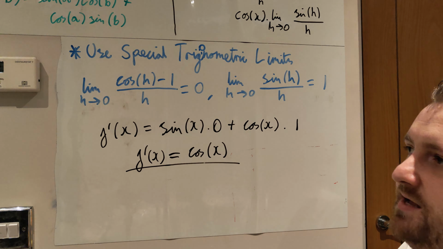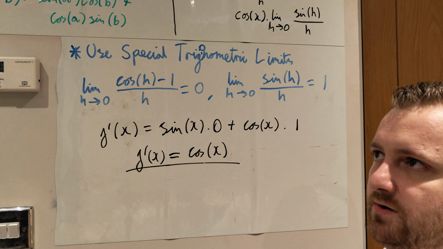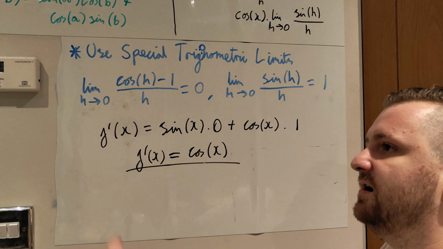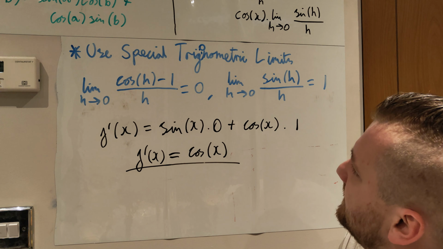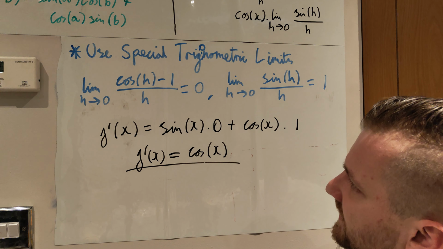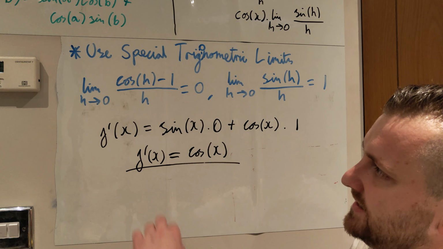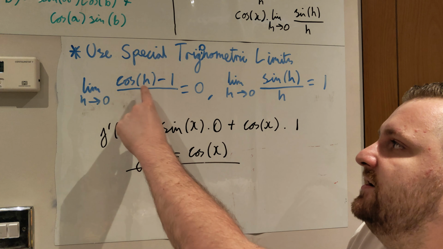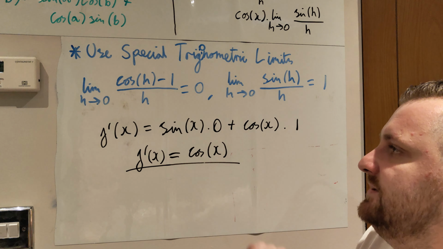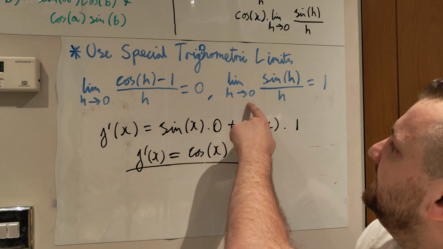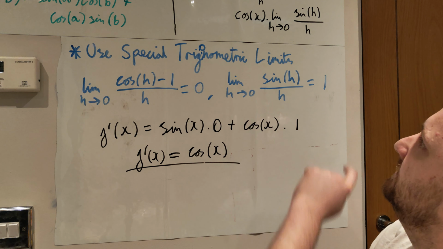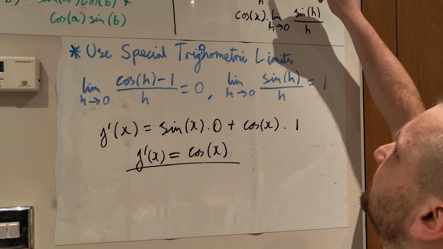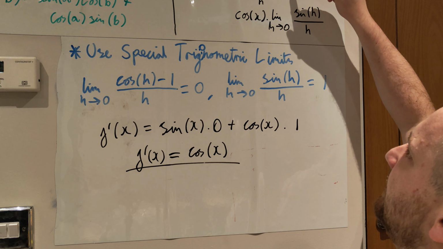So some smart person, someone a lot smarter than myself, worked out what they're equivalent to, and they helped us understand that the limit as h tends to 0 of cos of h minus 1 over h is equal to 0, and the limit as h tends to 0 of sin of h over h is equal to 1. And that's convenient because that's exactly what we have here and here.